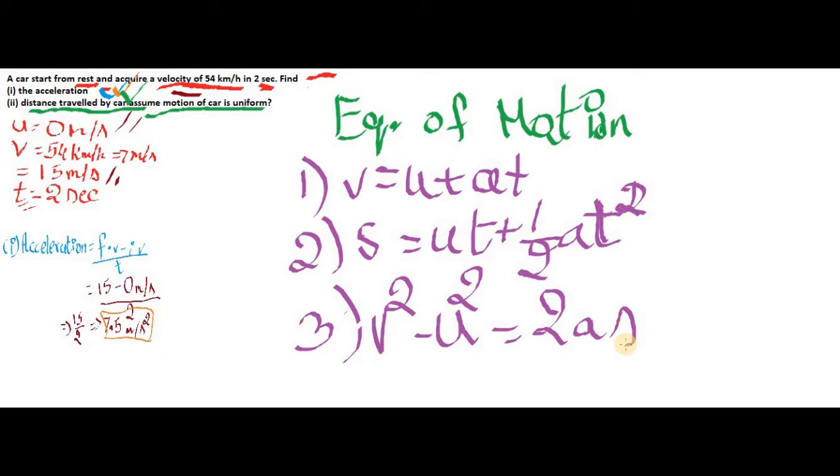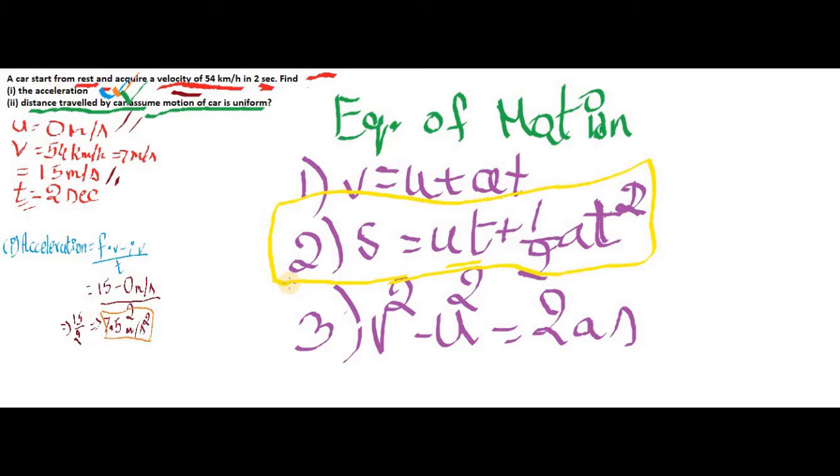Now, what is the equation of motion that you think we can use in this question? You should be very thorough. By this time, you should be able to judge which equation of motion you should be using so that you will be able to get the answer correctly. So we should use the second equation of motion. You are absolutely right. So let's just substitute the values now.